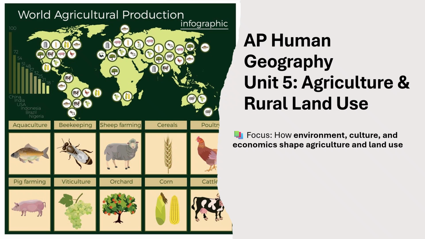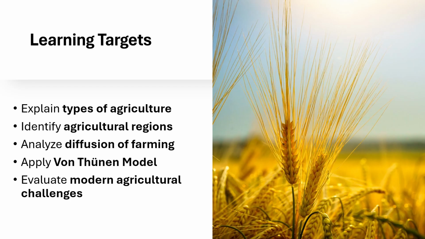Hello, and welcome to the AP Human Geography Unit 5 review on agriculture and rural land use. I'm Mrs. Jacoby, and we're going to focus on how environment, culture, and economics shape agriculture and land use.